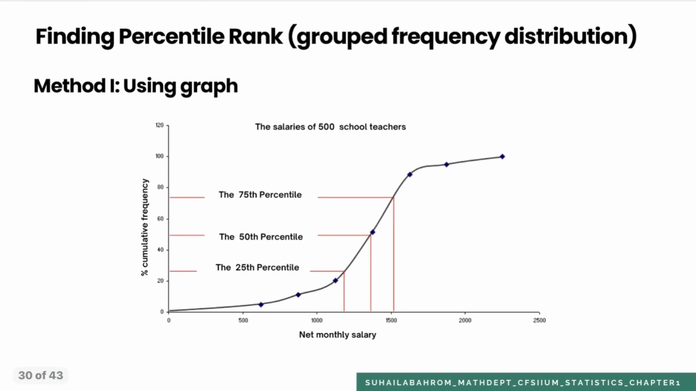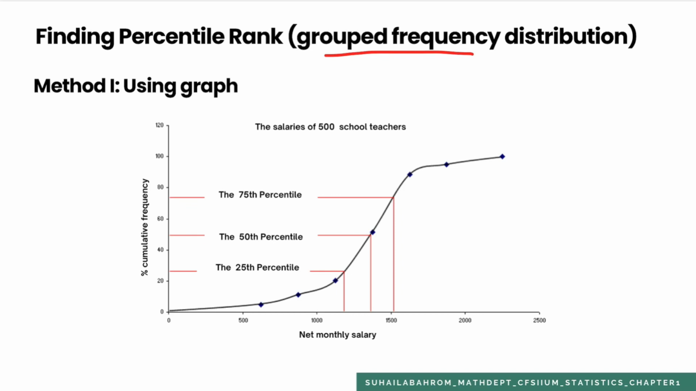Next, we will look at how to find out the percentile rank for the grouped frequency distribution. There are two methods. The first method is by using the percentile graph, or we can also use the ogive. If you are using the percentile graph, it means the values of your y-axis refer to the cumulative frequency in terms of percentage. So for this one it is the percentile graph. The highest value is 100.